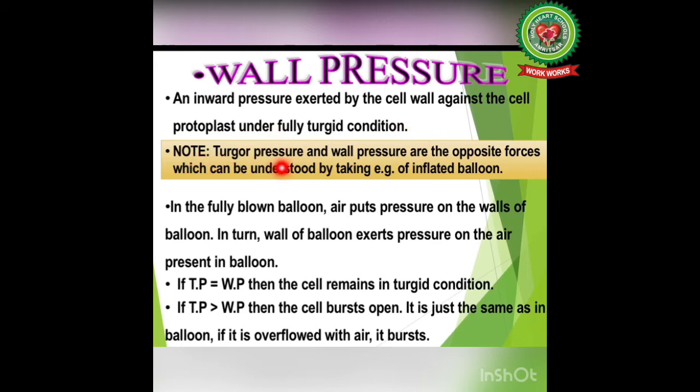Note, turgor pressure and wall pressure are opposite forces, which can be understood by taking the example of an inflated balloon. In a fully blown balloon, air puts pressure on the walls of the balloon, and in turn the wall of the balloon exerts pressure on the air present in it. So if turgor pressure is equal to wall pressure, the cell remains in turgid condition, whereas if turgor pressure exceeds the wall pressure, the cell bursts open. It is just the same as in a balloon. If it is overflowed with air, it bursts.